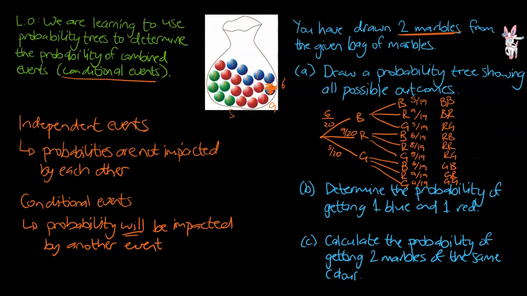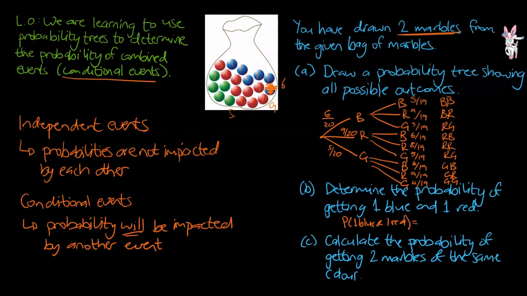Okay, there's our probability tree. A bit messy, takes quite a big or long amount of time to get the tree right. But let's have a look at our questions now. Determine the probability of getting 1 blue and 1 red. So the probability of 1 blue and 1 red.